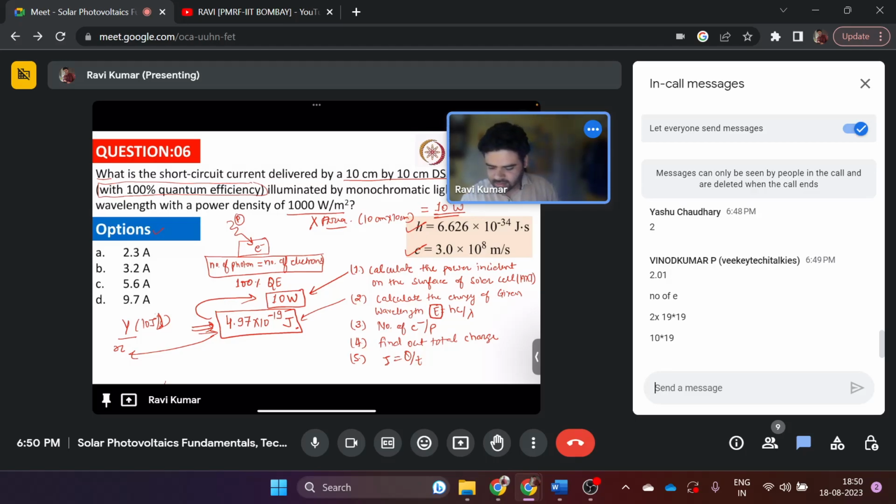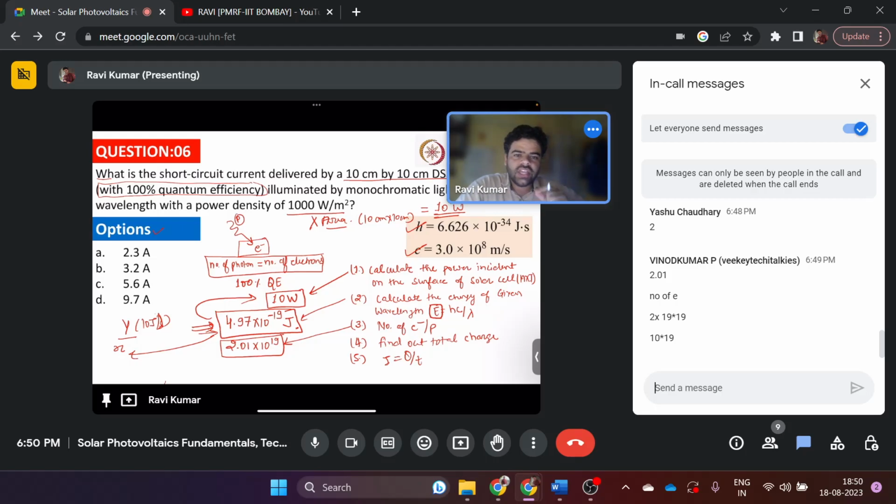Yes. Let me calculate for my simplicity. 10 divided by 4.97. Yes, 2.01 into 10 raised to the power 19 electrons or photons. This is the answer for the third step. So that many photons or electrons will be generated.